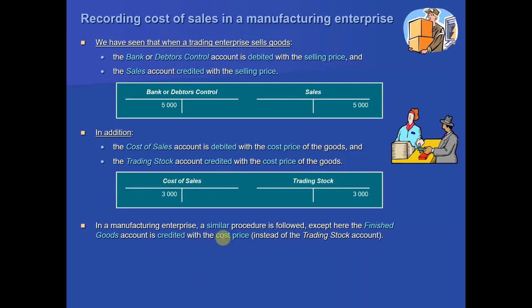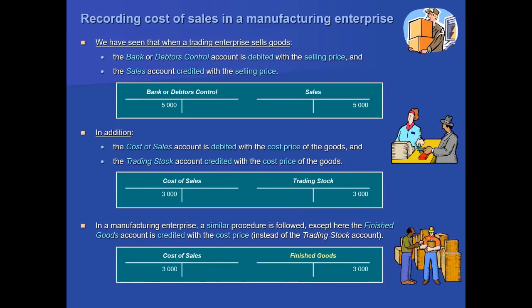In a manufacturing enterprise, a similar procedure is followed, except here the finished goods account is credited with the cost price instead of the trading stock account. So we still debit cost of sales, but now we credit the finished goods account. The only thing that happens is that trading stock is now replaced with finished goods for a manufacturing environment.